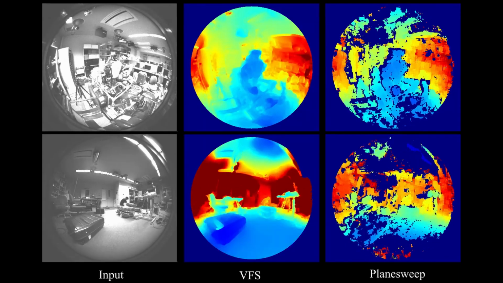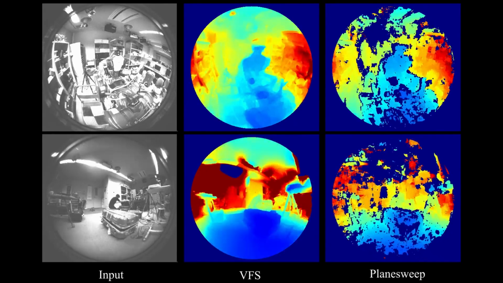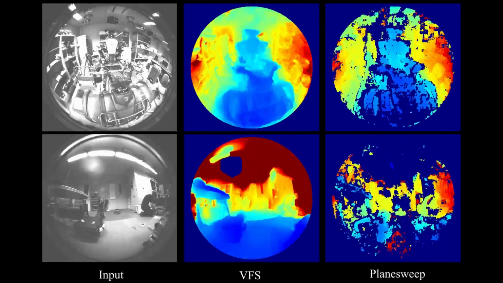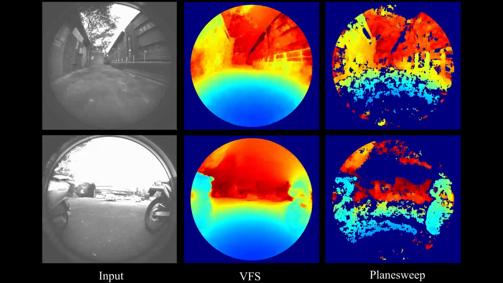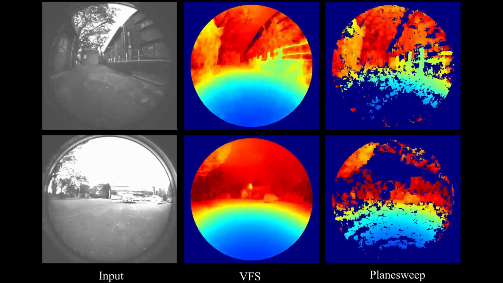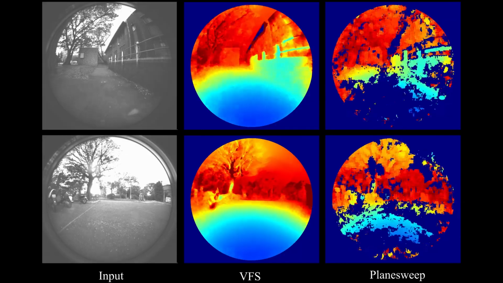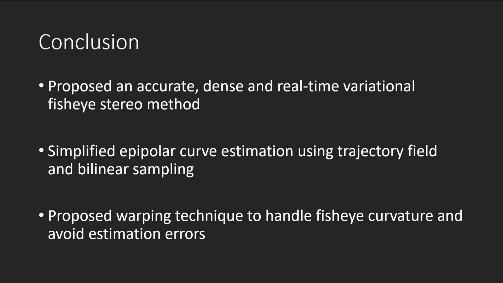We also implemented our method using a commercial off-the-shelf fisheye stereo camera called RealSense T265 by Intel. In this video, we show the results of our real-time implementation and compare the results with the sparse method by Hane. In conclusion, we propose a variational fisheye stereo method that is accurate, dense, and runs in real time.